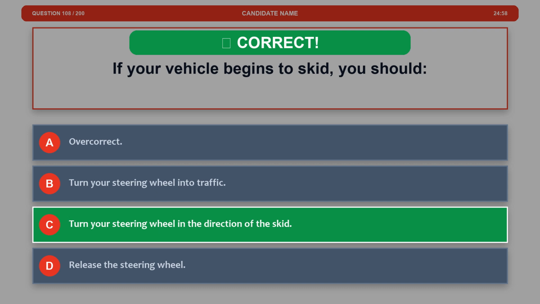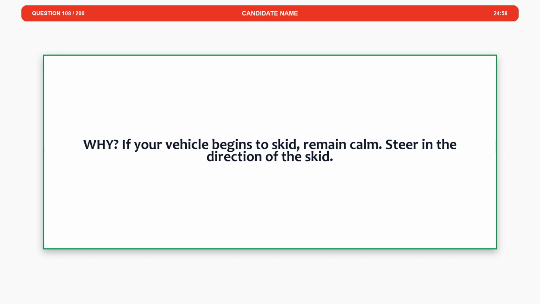The correct answer is option C, turn your steering wheel in the direction of the skid. Explanation: if your vehicle begins to skid, remain calm. Steer in the direction of the skid.